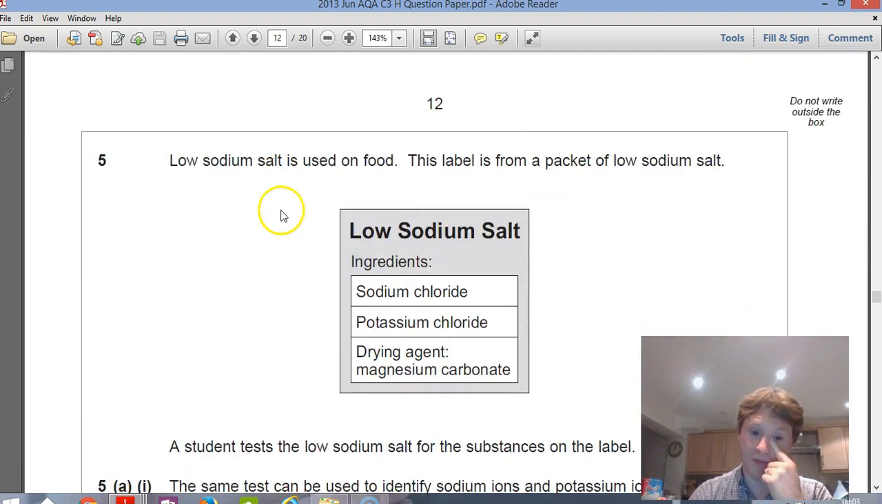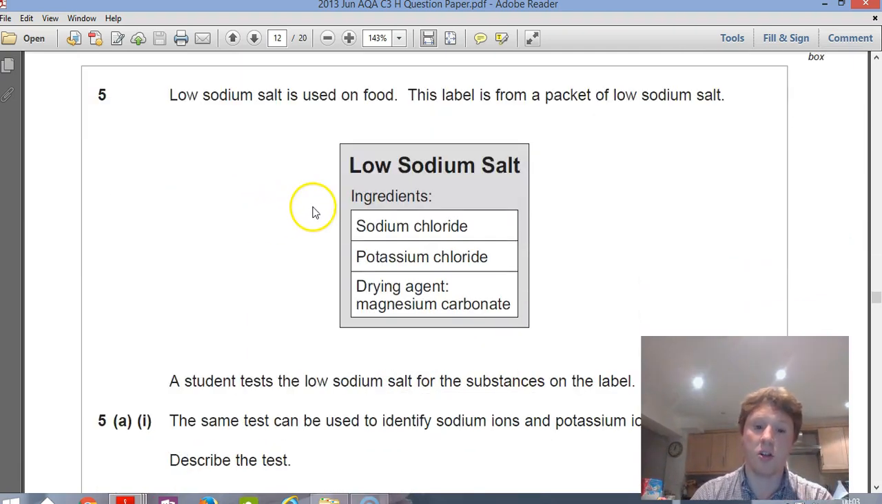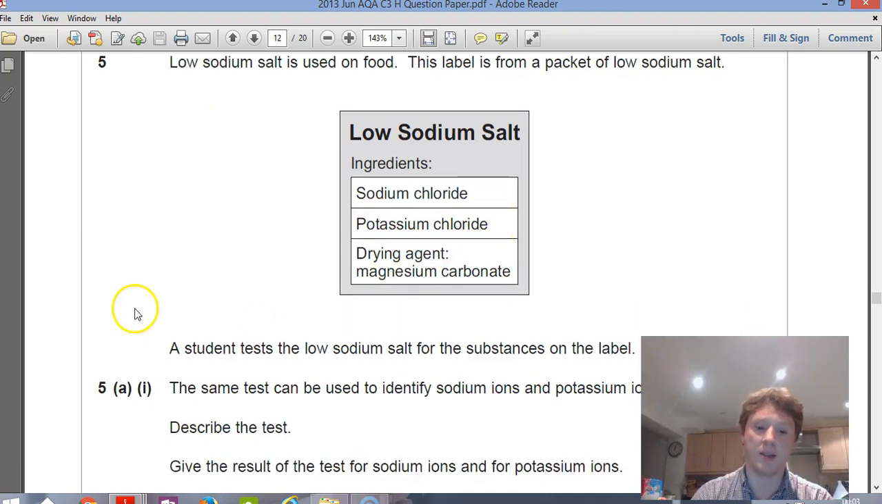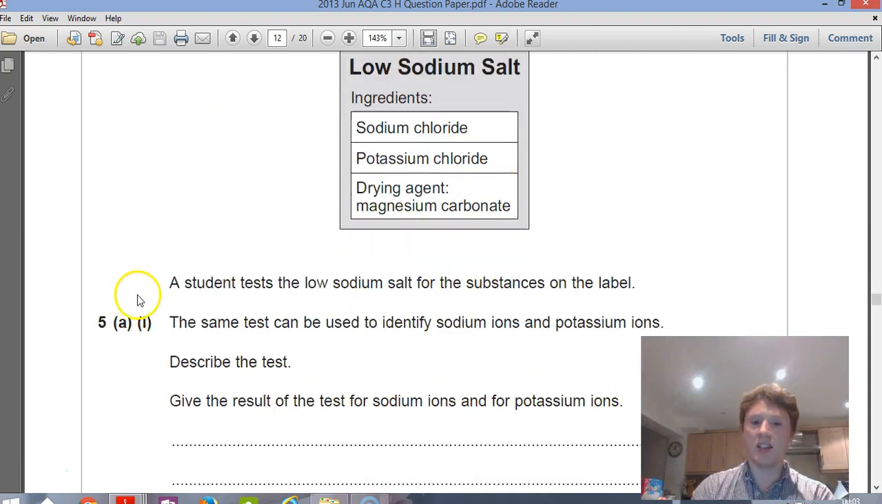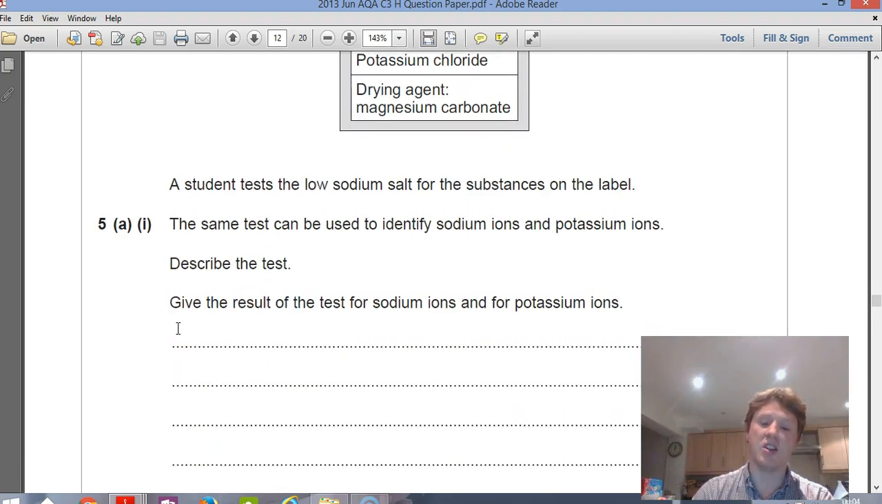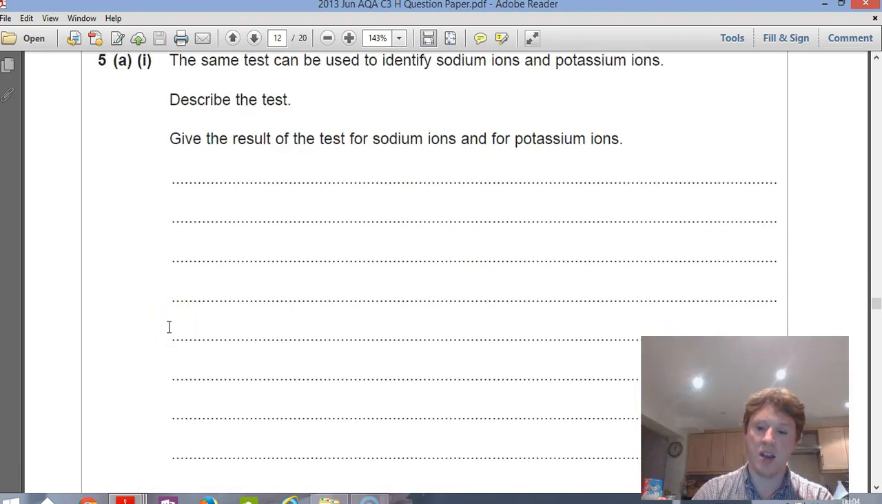Right, on to question 5. Low sodium salts: sodium chloride, potassium chloride, magnesium carbonate. A student tests the low sodium salt for the substance on the label. The same test can be used to identify sodium ions and potassium ions. Describe the test. Give the result of the test for sodium ions and potassium ions. It's a 3-mark question. So looking at the marks again, describe the test. Give the result for sodium ions and potassium ions.